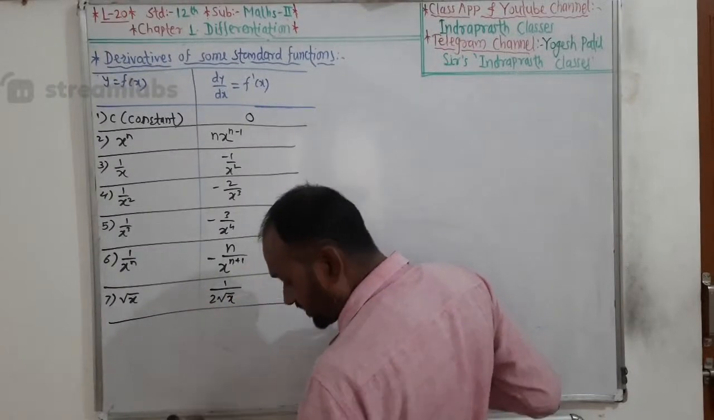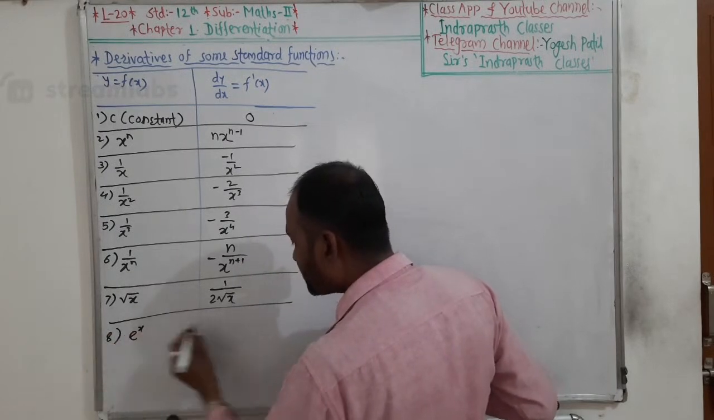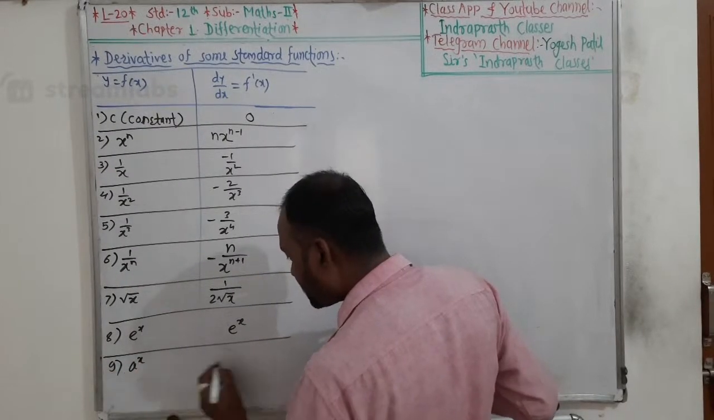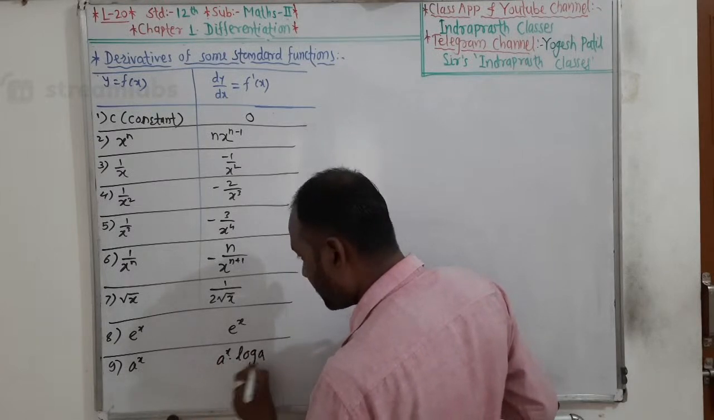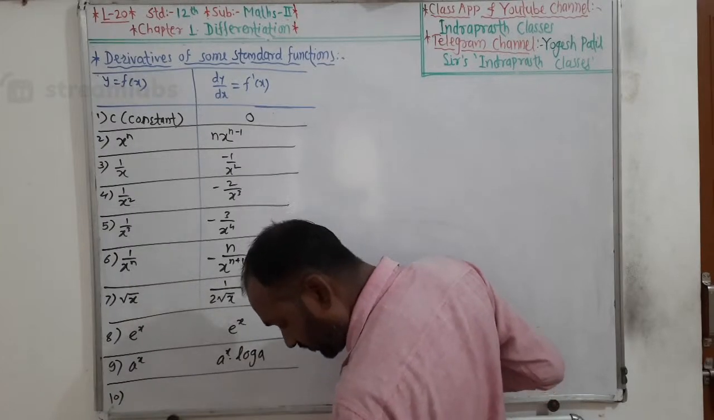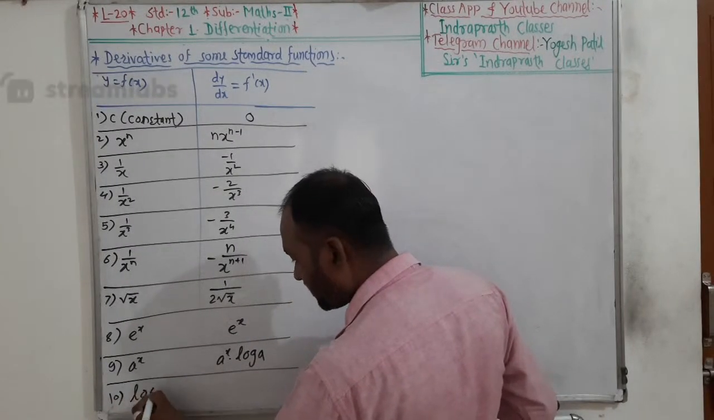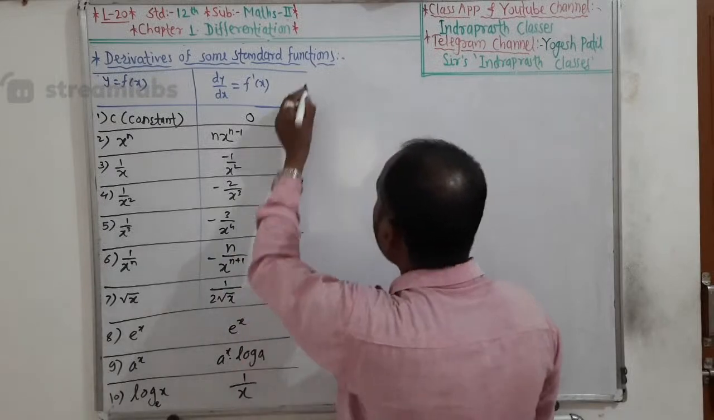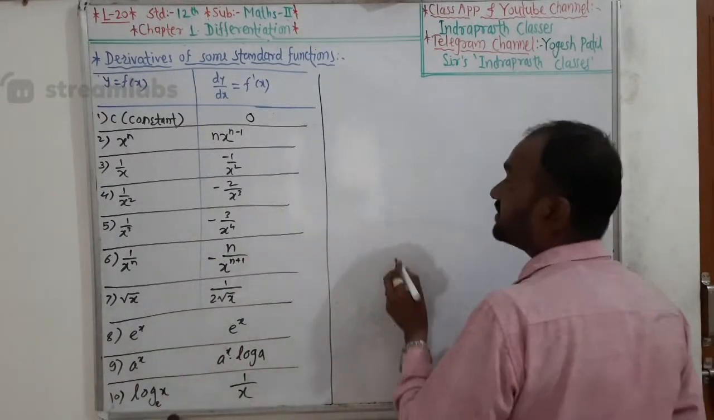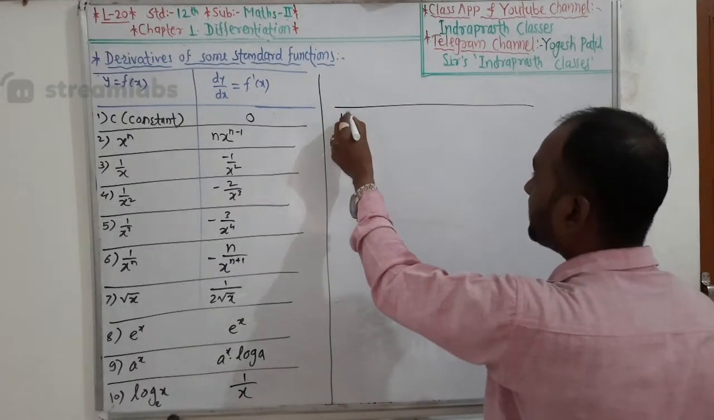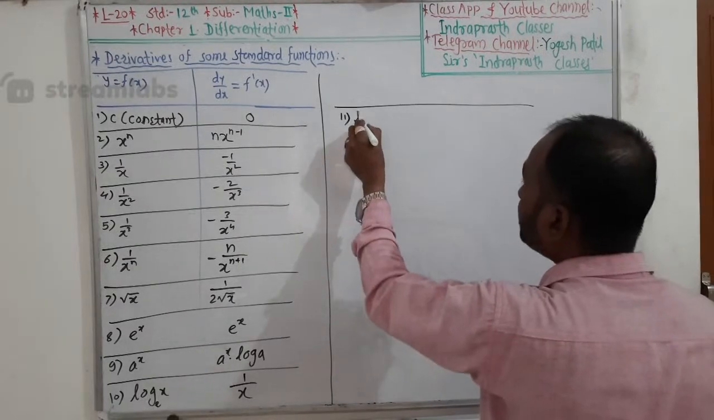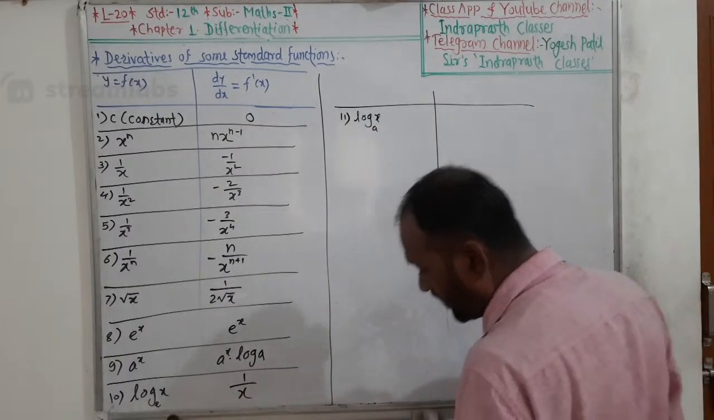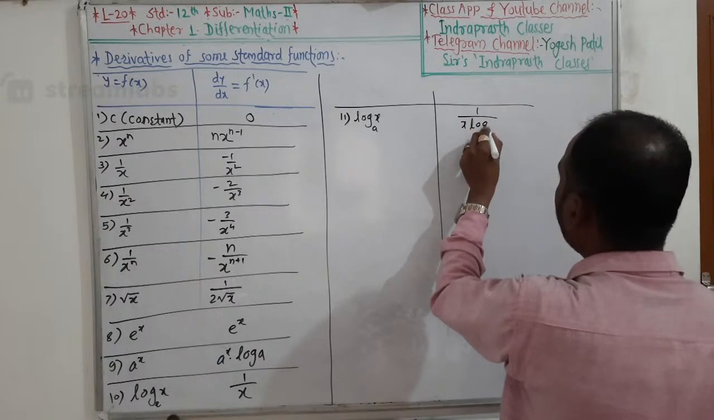Done? Then what is the derivative for e raised to x? E raised to x. Then what is the derivative for a raised to x? A raised to x into log of a. Then what is the derivative for log x? That is 1 upon x, to the base e. Then log of x to the base a, and its derivative is 1 upon x into log of a.